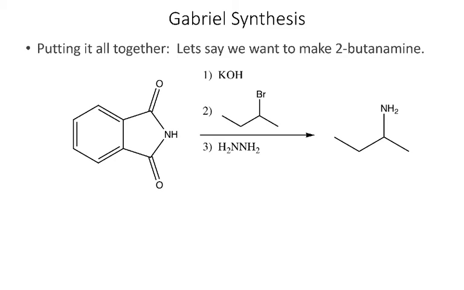All right, and so what would this look like if we were using this in synthesis? How would we put it all together? So I'd start with this phthalimide molecule, turn it into the anion by reacting it with potassium hydroxide, then react it with an alkyl halide, where the halide is where I want the amine to end up, and then use hydrazine to release the amine from the rest of the phthalimide molecule.